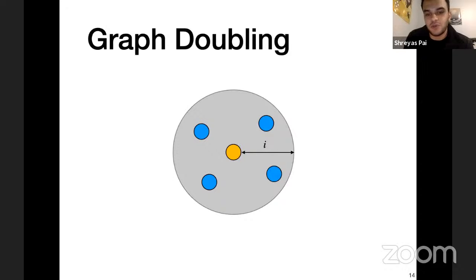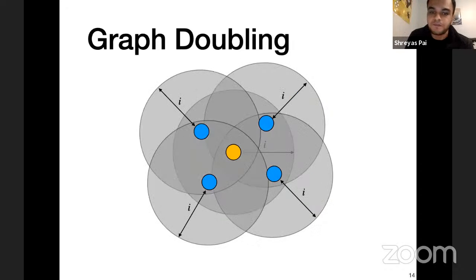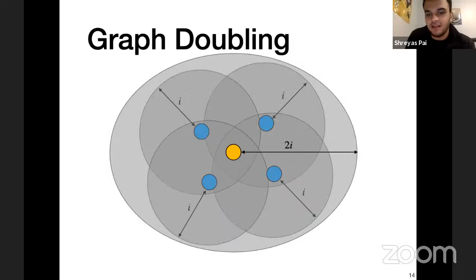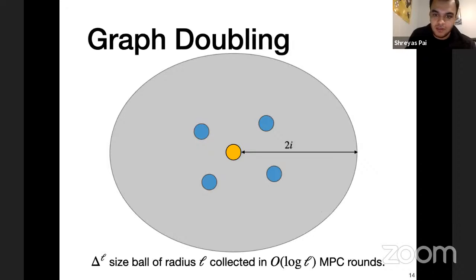So let's assume inductively that we have a ball of radius i around this orange vertex, and it has these blue nodes in its i hop ball. And we also computed i radius balls around all of these vertices in parallel. So if we gather all of these i radius balls at the machine gathering the ball for the orange vertex, we can just get the ball of radius 2i around the orange vertex. So we get a delta to the L size ball of radius L in log L MPC rounds, assuming everything fits into memory.